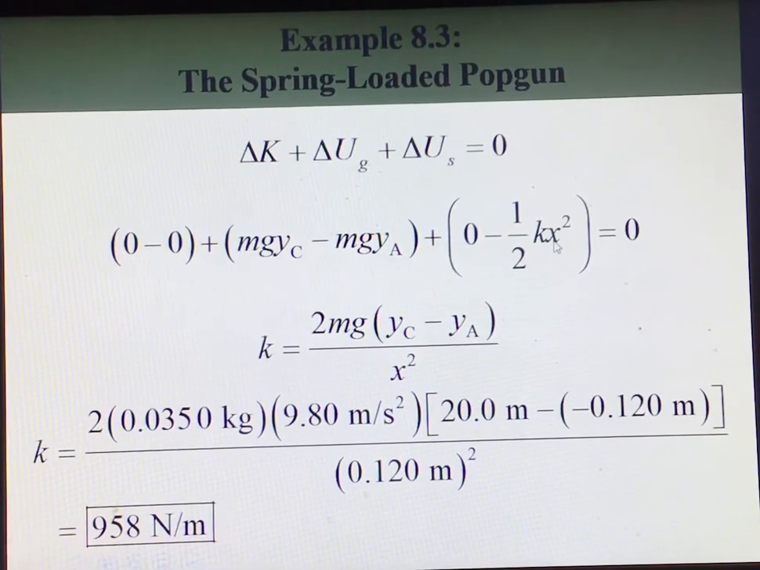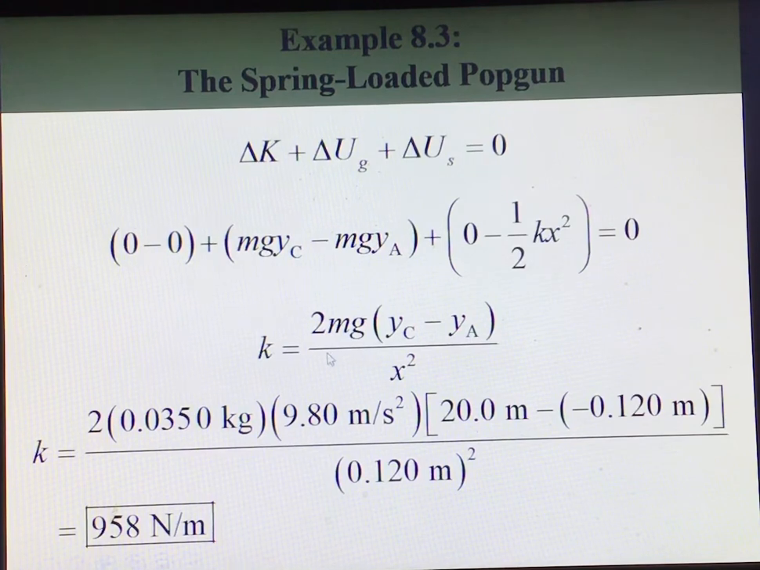If you put all these equations together and rearrange, you can write k as 2 times the mass times the gravity times yc minus ya, divided by x squared. Solving everything together, you get a k value of 958 newtons per meter.